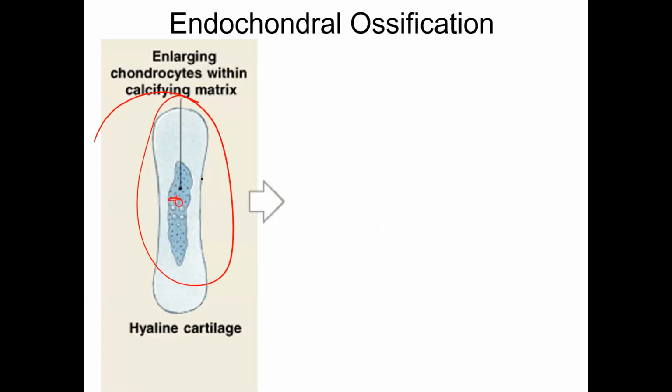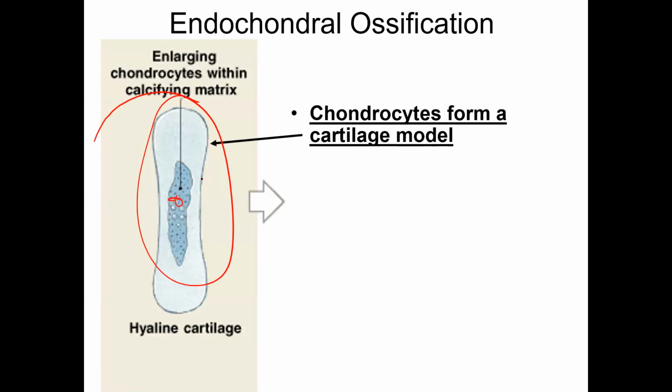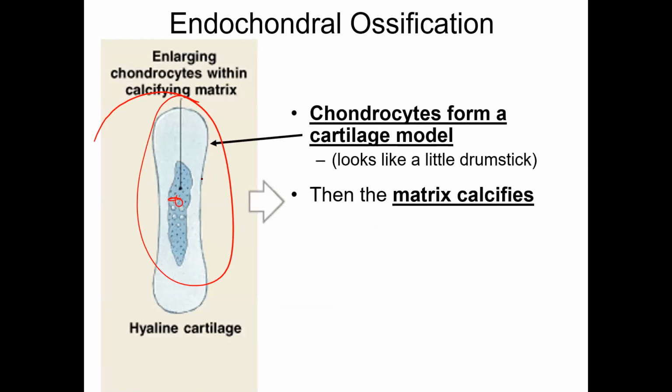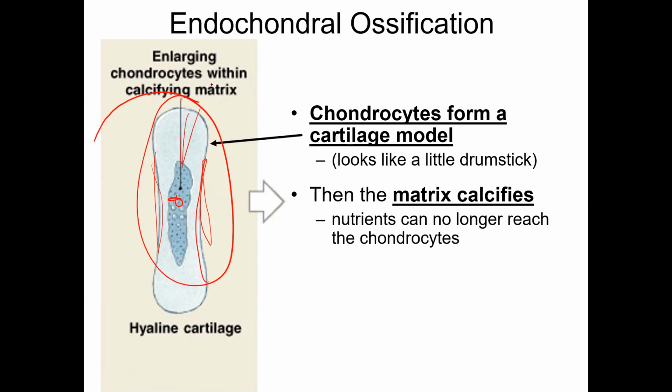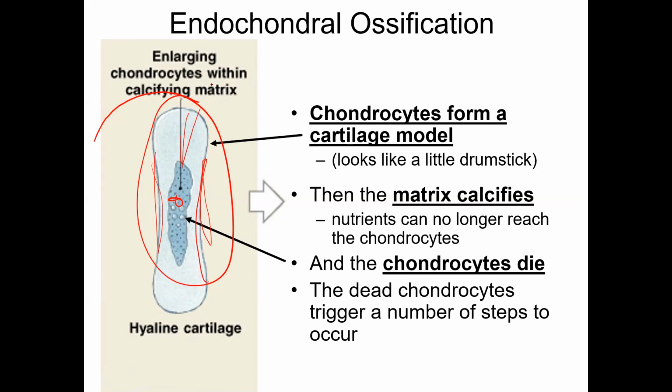So here you see these enlarging chondrocytes inside that matrix. Chondrocytes form the model. The matrix starts to calcify. The other thing that happens when cartilage is thicker, it tends to calcify like bone. That further cements the fate of these guys in the middle. They're screwed because not only are they in the middle and relying on diffusion, now the calcium salts deposited outside the cartilage are also going to prevent nutrients from diffusing in. So when nutrients can't reach them anymore, they're just going to die. And that triggers the rest of the process.